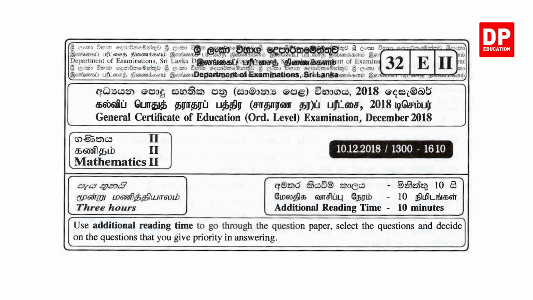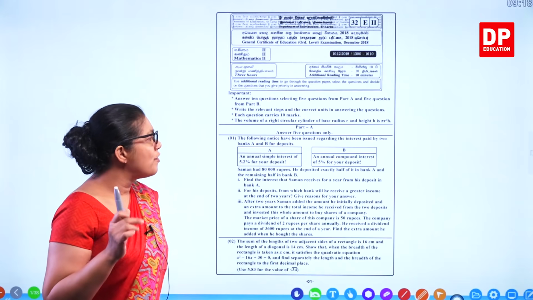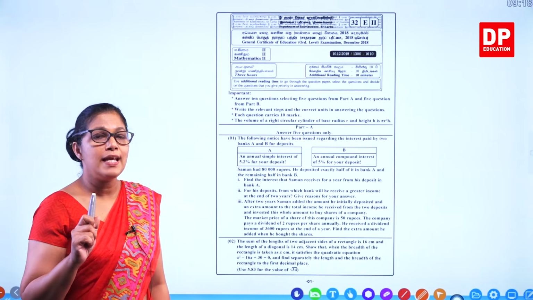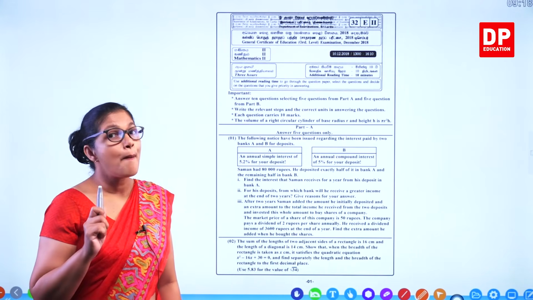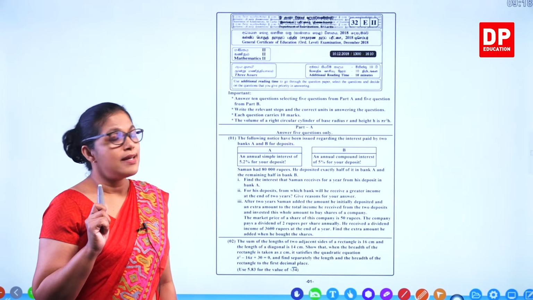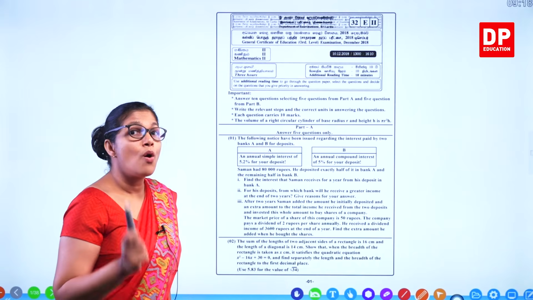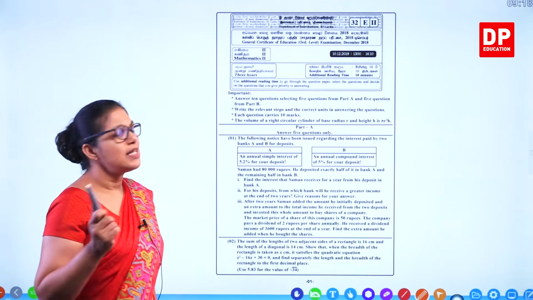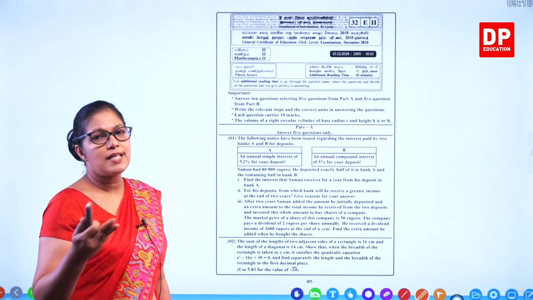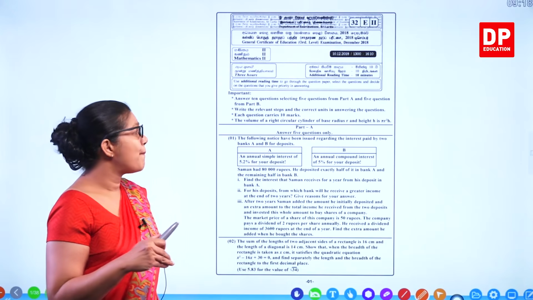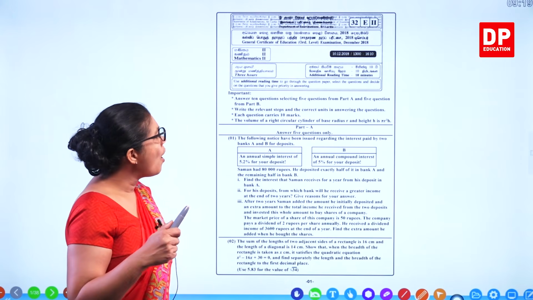This is a 3 hour paper. Part A is 1.5 hours and part B is 1.5 hours. That means you can spend 18 minutes per question. And the marks are always 10 marks for 1 question. So 10 times 5, 50 for part A and 50 for part B.